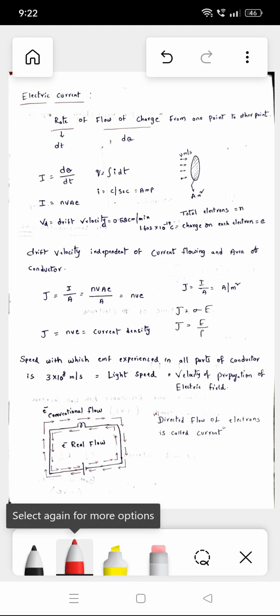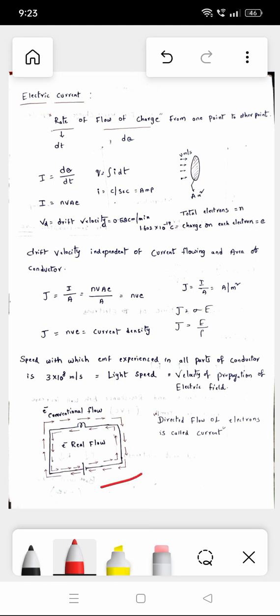Next ఏముందంటే, actually in a battery we have two polarities, positive polarity and negative polarity. Usually all the electrons are accumulated at negative polarity, so that whenever we connect a wave path between the positive and negative, the electrons will flow from negative terminal to positive terminal. This is called as real flow of electrons.